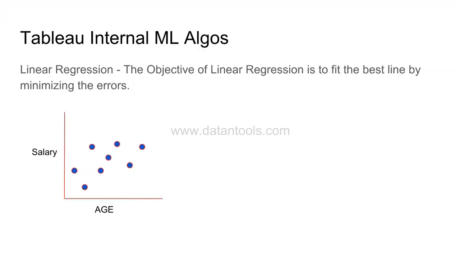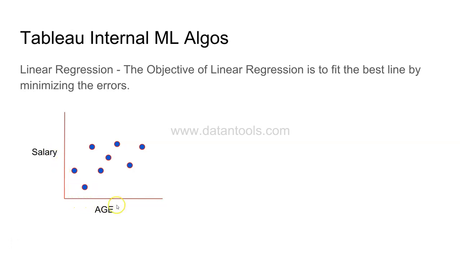Hi there. In this video, I will talk about the Tableau internal machine learning algorithm, linear regression. The objective of linear regression is to fit the best line by minimizing the errors. Here we have one example where we have age on the x-axis and salary on the y-axis.